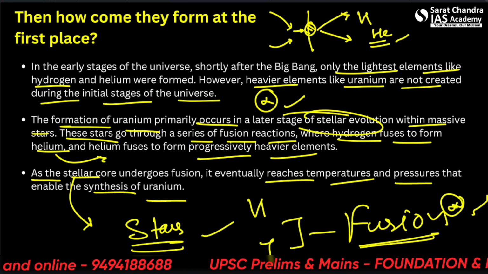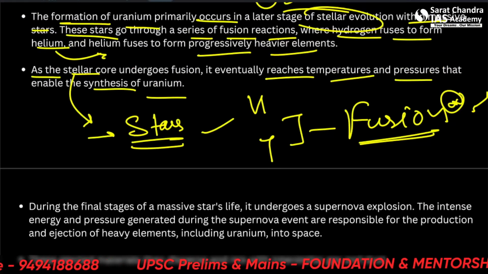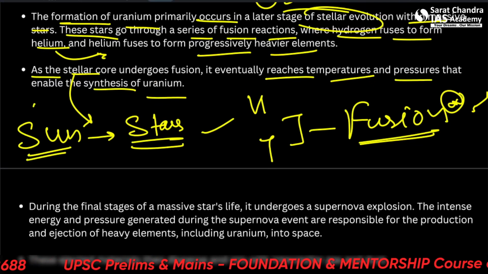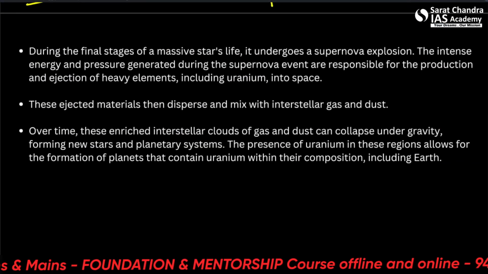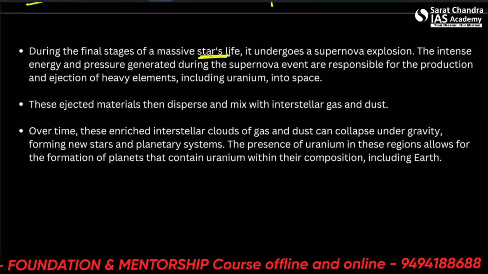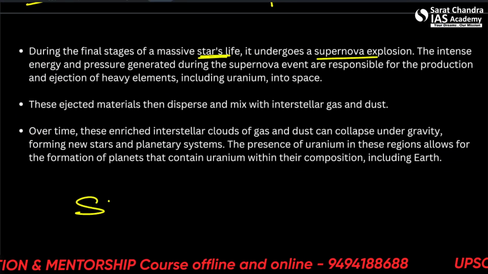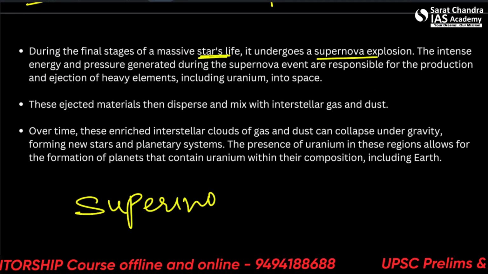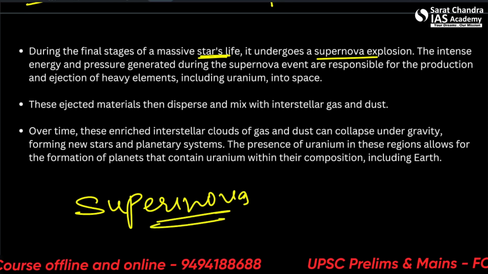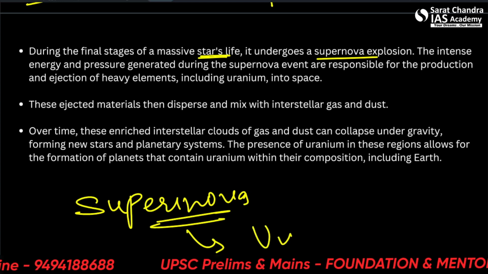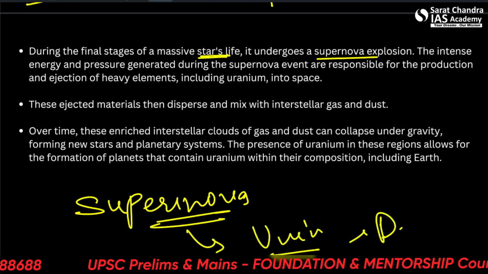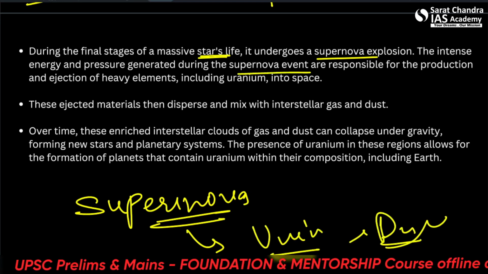All right. So this happened at the core of stars, like let's say the sun. The sun is one of the medium or even smaller stars. During the final stage of a massive star's life, there is an explosion called a supernova. That is when these heavier atoms get released into the universe. Universal dust, let's say.